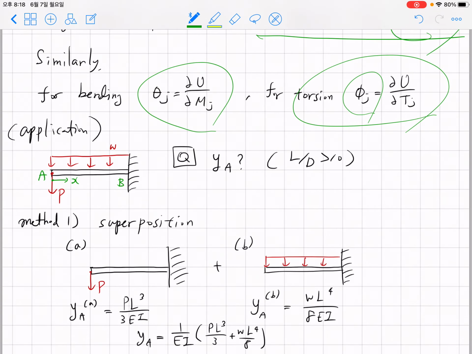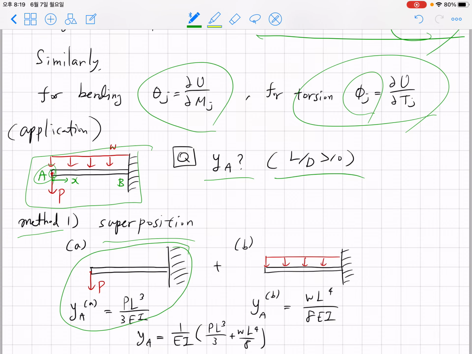So let's first consider a combined point load and distributed loading problem. This problem asks us to obtain the deflection at a point at the left end, and it also gives us a condition that L over D is larger than 10, so that we can rely on Euler-Bernoulli beam theory without worrying about the effect of shearing strain. The first method to approach this problem is the superposition method. We have a known solution for single point loading, and a known solution for uniform distributed loading over the entire beam. By combining these two answers, you can obtain the answer for the original problem. This is the classical way of solving this problem.